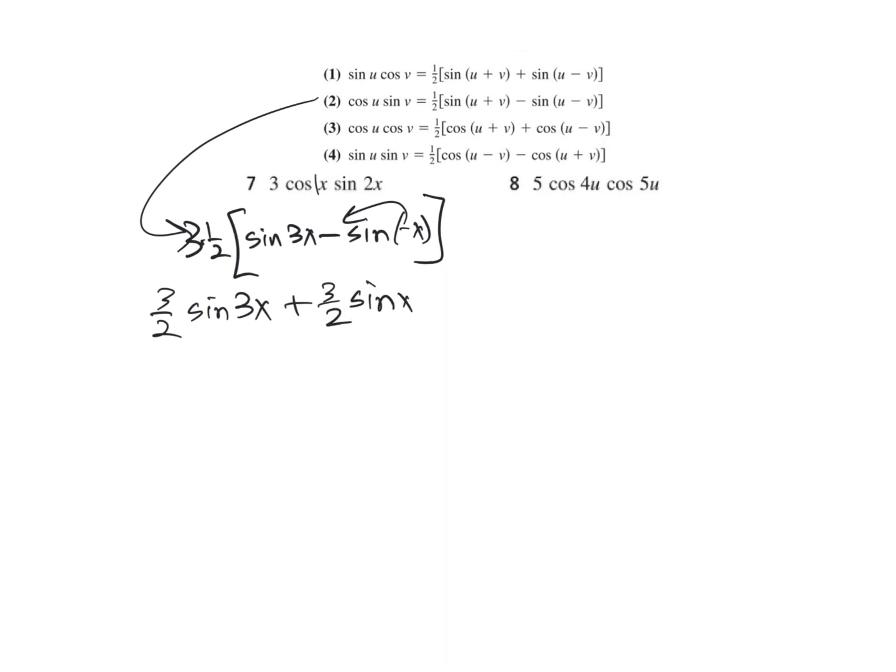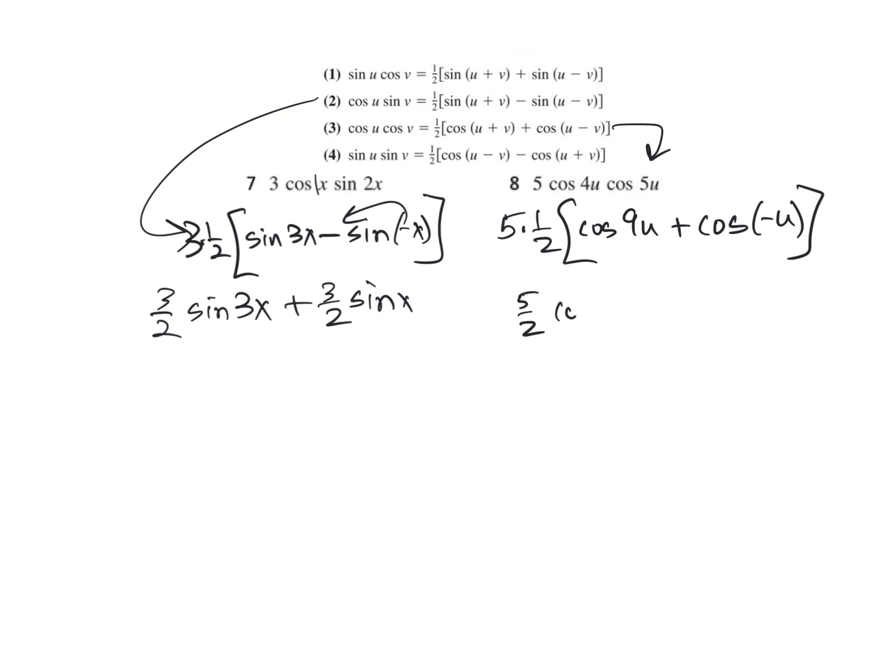Number 8, cosine times cosine. Number 3. So this is 5 times 1/2. And you have the addition of the cosines. So that's 9u. Plus the subtraction. So negative u. 4 minus 5 is negative 1. And it doesn't really matter, so we're just going to take that negative off. So this will be 5/2 distributed through, so cosine of 9u plus 5/2 times the cosine of u, because we don't need that negative.